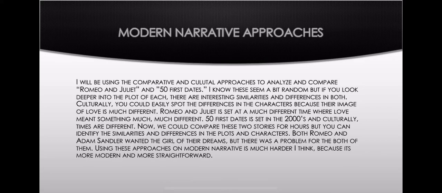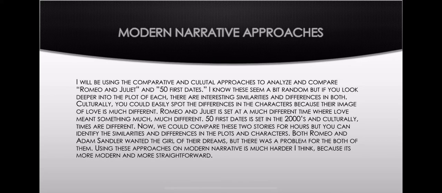Culturally, you could easily spot the differences in the characters because their image of love is much different. Romeo and Juliet is set in a much different time where love and times were different. 50 First Dates was set in the 2000s, and culturally, the idea of love meant something completely different. Now, we could compare these two stories for hours, but you can identify the similarities and differences in only the plots and the characters.